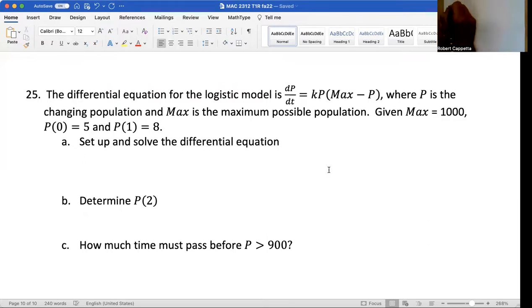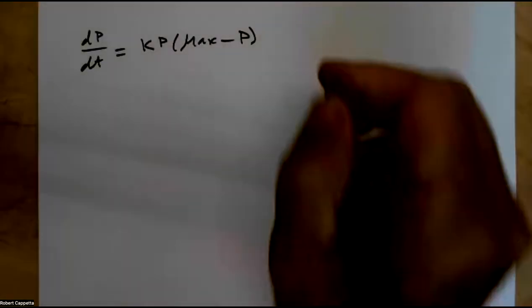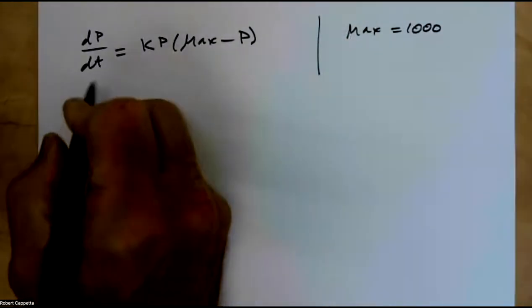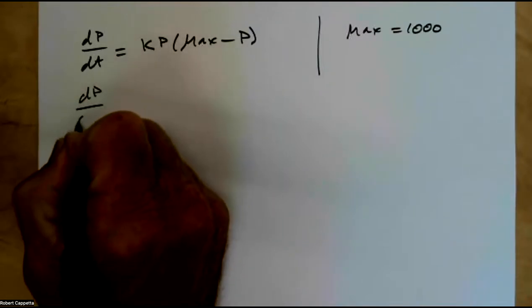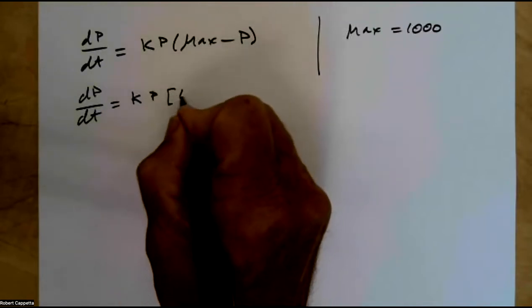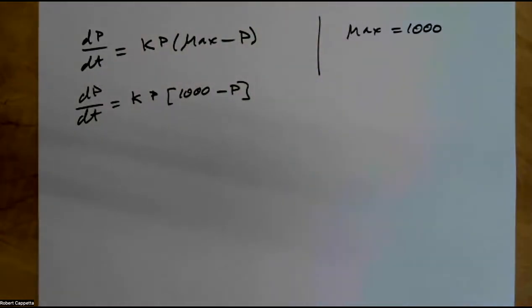So let's collect all that information as best we can. Again, our differential equation, dP/dt, is kP(max minus P). And what do we know? We said max was 1,000. That enables me to start with my differential equation: dP/dt is kP times (1,000 minus P). And then we have other information that they gave us.